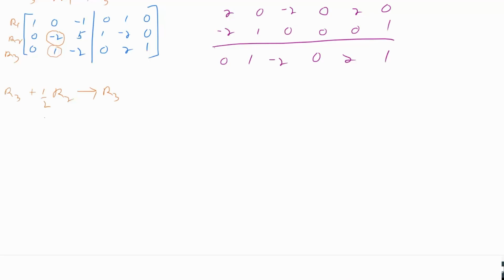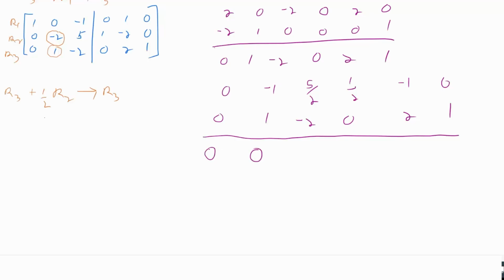All right, so if you do that, yeah, you get fractions, but that's okay. We can handle it. Okay, so 1/2, so 0, you get, what do you get? You get -1, right? And then 5 halves, and then 1/2, and then -2 halves, which is what? -1, and then 0. And then we're going to add that to row 3, which is 0, 1, -2, 0, 2, 1. And what does that give us?